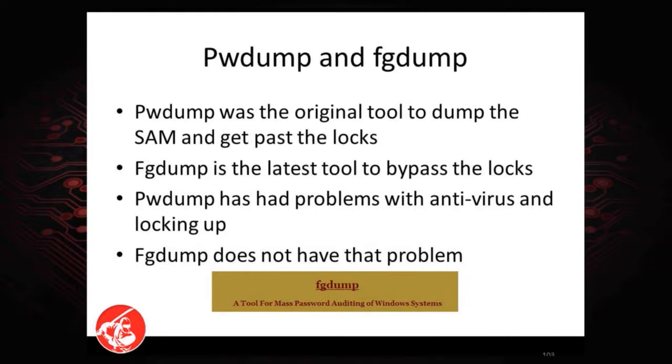PWDump and FGDump. PWDump was the original tool to dump the SAM database and get past the locks. So what happened was Microsoft protected the password file, and the makers of PWDump found a way to crack the protection. FGDump is the latest tool to bypass the lock. All right? These are tools we can use if we do get access, transfer the file onto the machine, which is what we do in a red team environment, and then we can grab the password hash file and load it into a password cracker like John the Ripper, which you will see in a lab coming up, or another tool, and we'll crack the password hash.